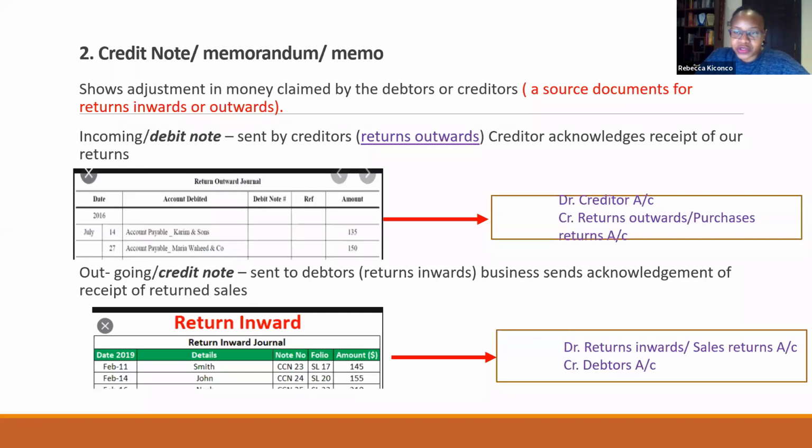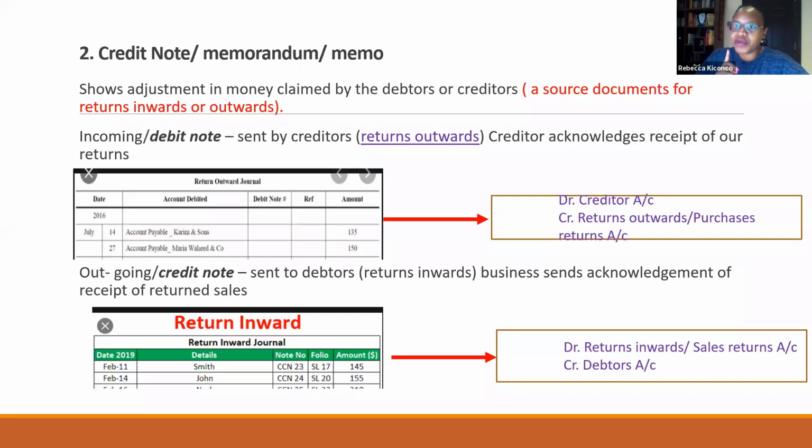So you return the goods. Remember, these are purchases that you have got from Plum Stationery. You return the goods to Plum Stationery. Plum Stationery will send you a debit note. This debit note will acknowledge that they have received the goods and they have written down your credit to a certain amount. So it has reduced. Okay? When that happens, that means that your liability to Plum Stationery has reduced.